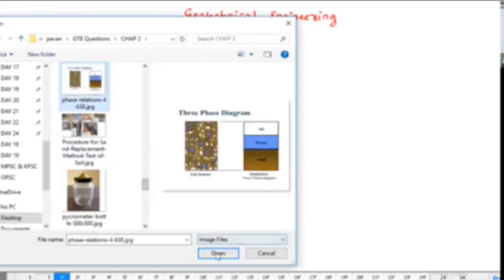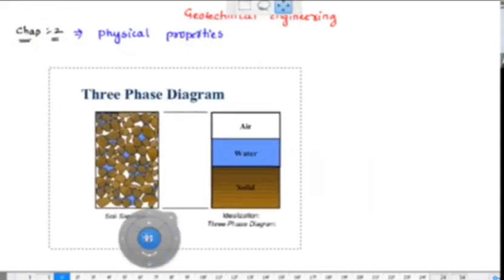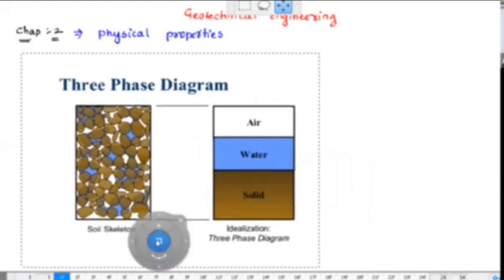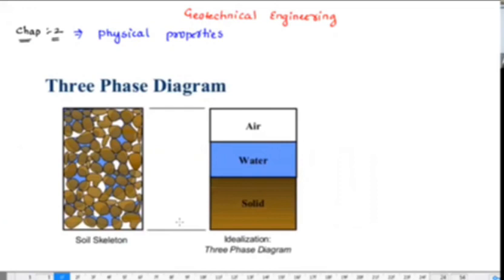Yes. So by using this phase diagram, in your deep learn, I have explained with some animated videos. Generally, the physical properties of soil are these: solids, and this is water, and this is air. So this is going to be converted into a block diagram, an idealized three-phase diagram. As it is a complex system to analyze, we converted the complex soil into an idealized three-phase diagram, or a block diagram, by keeping the solids at the bottom and air at the top.